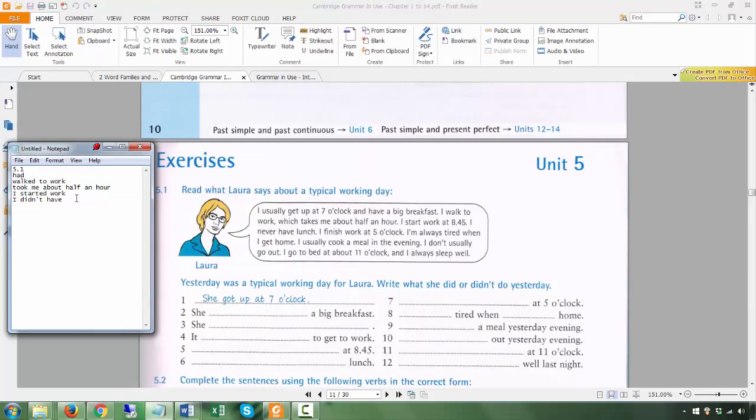At 5 o'clock, I finished work. 8, I was, be verb, I am, I was, past simple tense. I was tired when I got home. Got. I usually cook a meal in the evening. I cooked a meal yesterday evening. I don't usually go out. I didn't go out yesterday evening. I go to bed at 11. I went, past simple tense. And I always sleep well. I slept well. Okay.